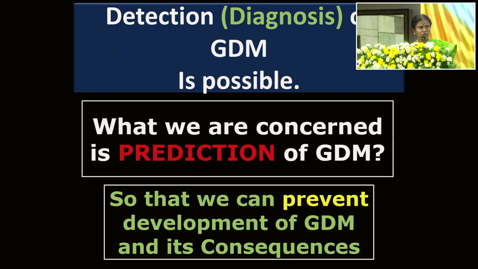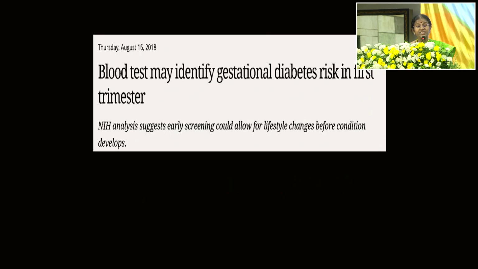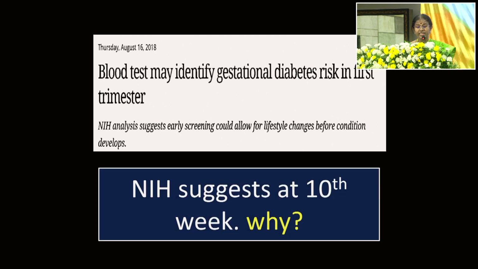What we heard in the morning, that Dr. Lakshmi and Dr. Jayashree were saying, is fitness to conceive. It has to start in the adolescent age, catch all these problems and bring them under control before they conceive. And what they said is, before marriage it has to be controlled. That's true. And when to test to predict this GDM, NIH has told that it is in the first trimester, that too at the 10th week.